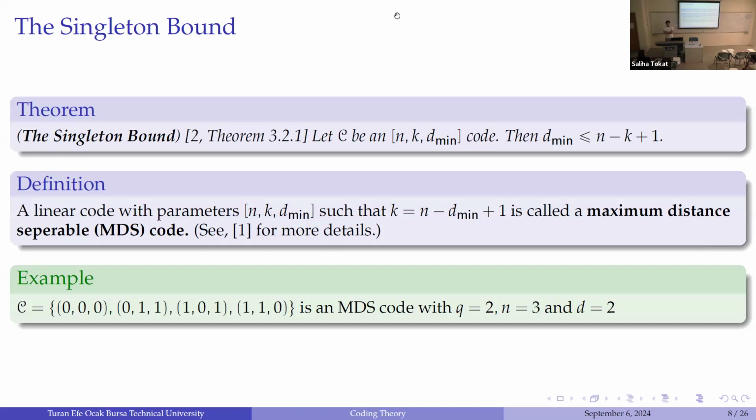Now I give the definition of MDS codes. MDS codes basically satisfy the Singleton bound, where k equals n minus d min plus 1. We call this code maximum distance separable. Here's an example about it.